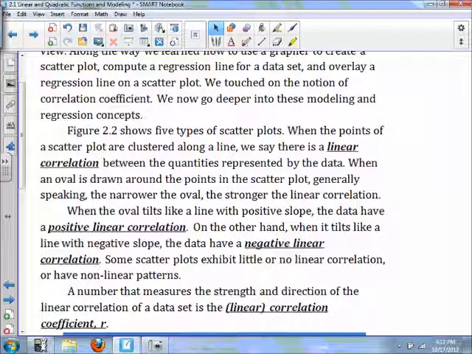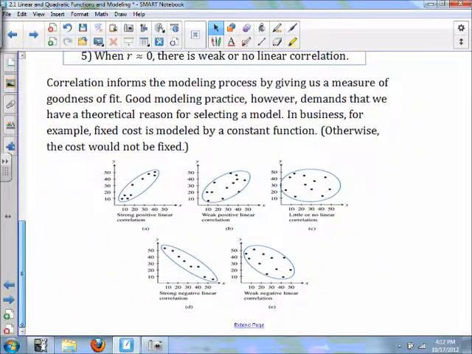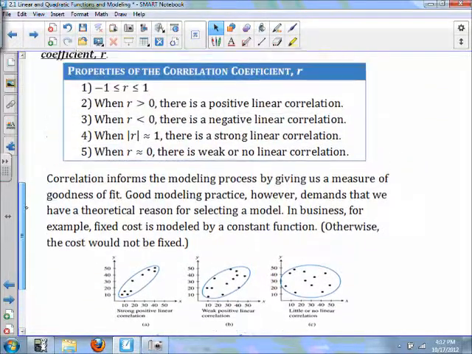When the points of the scatter plot are clustered along the line, we say there's a linear correlation between the quantities represented by the data. When an oval is drawn around the points in the scatter plot, generally speaking, the narrower the oval, the stronger the linear correlation. So if we look here, we have a strong positive linear correlation here. In the next one in the middle, it's a weak positive linear correlation. In the C graph, there's little correlation. In D, there's a strong negative correlation. In E, there's a weak negative linear correlation.